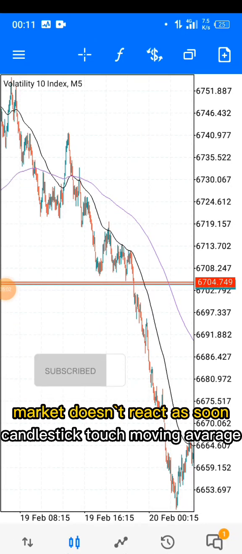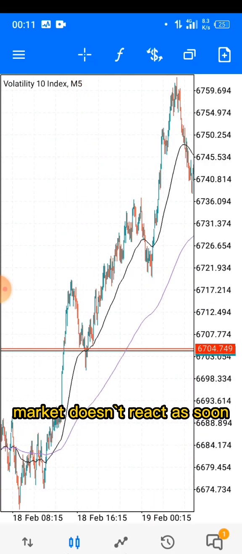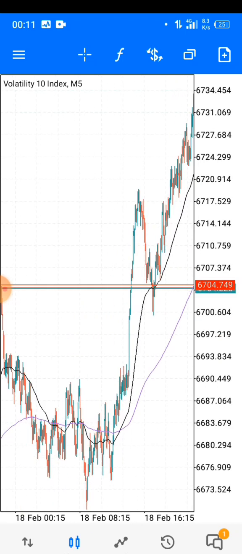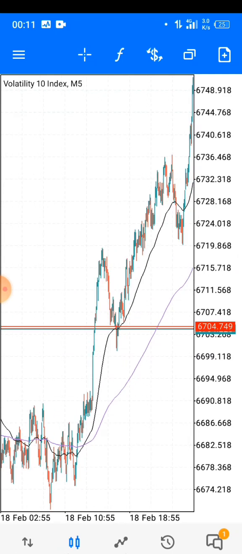So whenever the market touches the moving average, the reversal will not happen immediately. It doesn't happen like that, right? So that's generally what you have to know. You don't have to enter immediately. You have to wait for a candlestick confirmation.